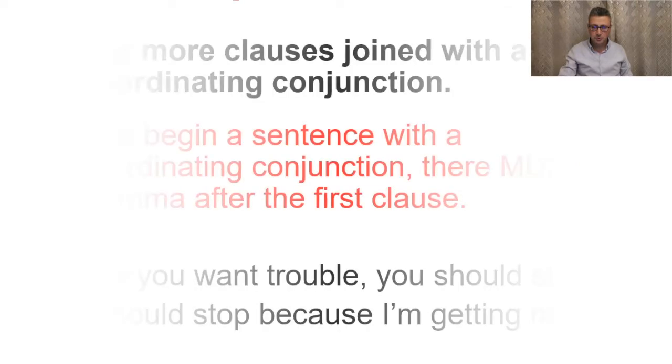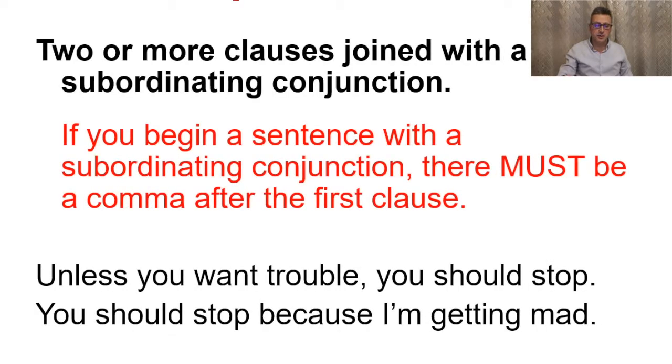You see, if I go backwards a bit, excuse me. Unless you want trouble, when you begin your sentence with unless, since this is a dependent clause, the meaning is not complete, then I have a comma. In the second example, I am starting the sentence with a complete thought, then I don't have to have a comma. Therefore, I just continue. So I have you should stop because I'm getting mad. And this is a complex sentence.